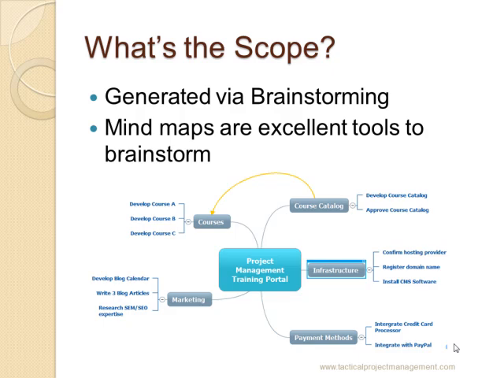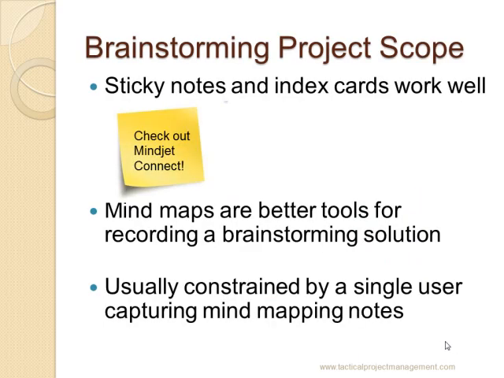All right, got it. So when you look at brainstorming project scope, you don't always have to use a technical solution. Again, sticky notes, index cards, all those still work out really well. Now, my preference, though, is to use a mind map and mind mapping software to help generate that project scope, because really it's a better tool for actually recording and transcribing the results of a brainstorming session. Of course, there are challenges just using a single client mind mapping software, because it's usually constrained to a single user. And they're the ones actually transcribing the notes based on what's going on.